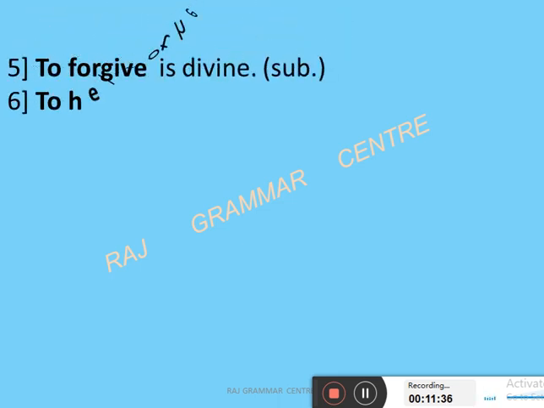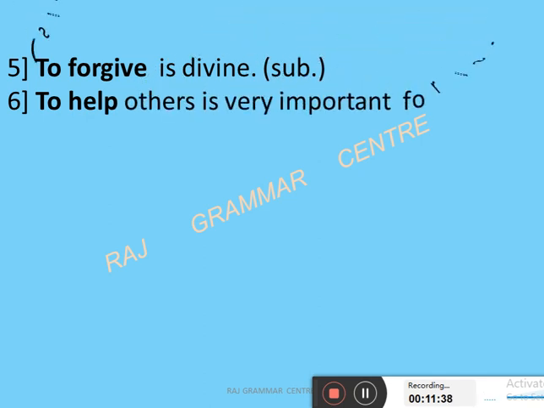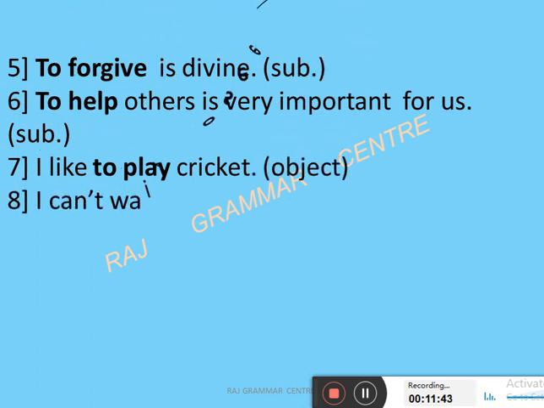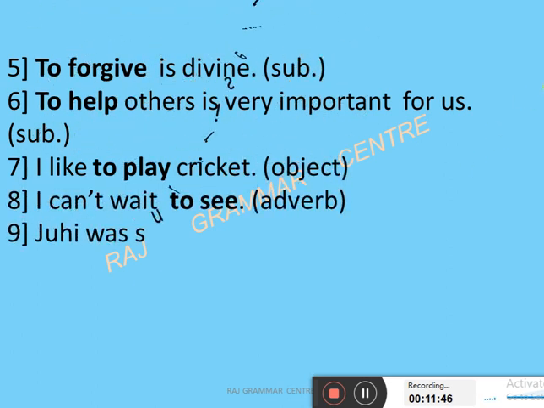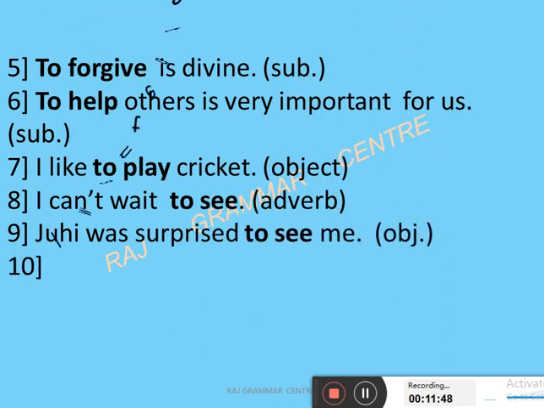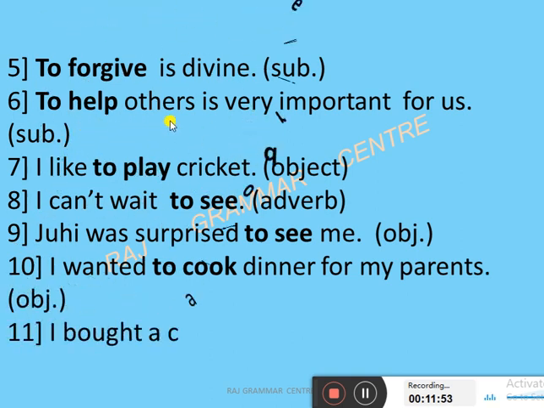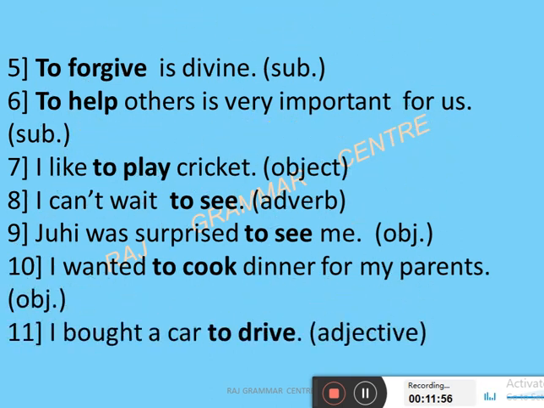To forgive is divine. To forgive is divine. See, at the subject place: to forgive. And here the main verb is "is." I said one thing: if an auxiliary verb is used alone, then it is the main verb. So here "is" is the main verb. To help others is very important for us. See, "to help" is at the subject place. I like to play cricket. Object place. I can't wait to see. Okay, I can't wait. It is modifying the verb.